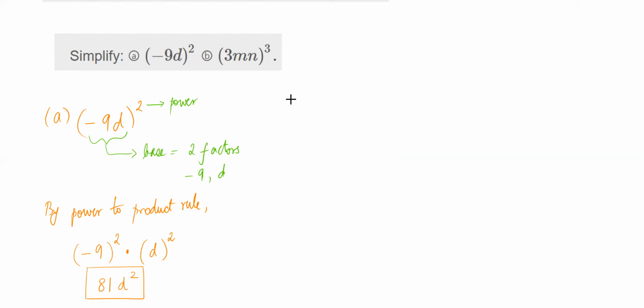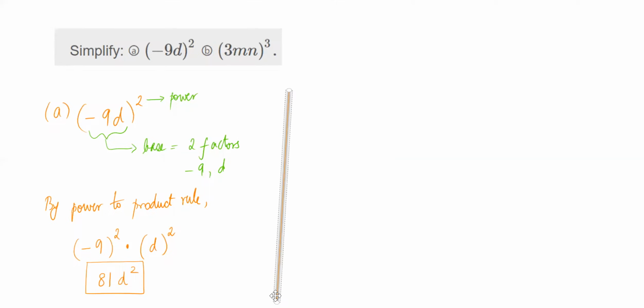You can see how instantly your answer comes out to be. Okay, next it comes to B. Okay, try the darker color this time. 3mn the whole power 3. Okay, a lot of 3's there. Doesn't matter. We're only focusing on the rule.